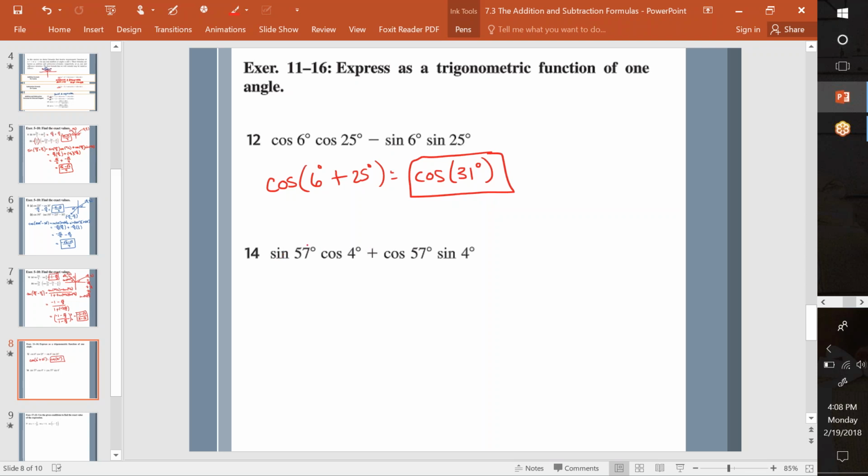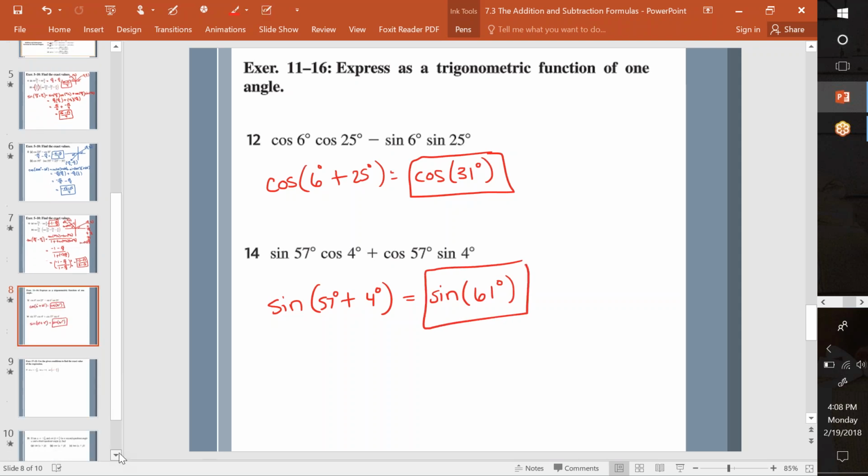Here you notice sines and cosines are intermingling, which means this was originally the sine formula. And sine is social and agreeable, so we keep our plus symbol. And this would be 57 plus the 4 degrees, so that is sine of 61 degrees. Okay. Let's look at our next example.